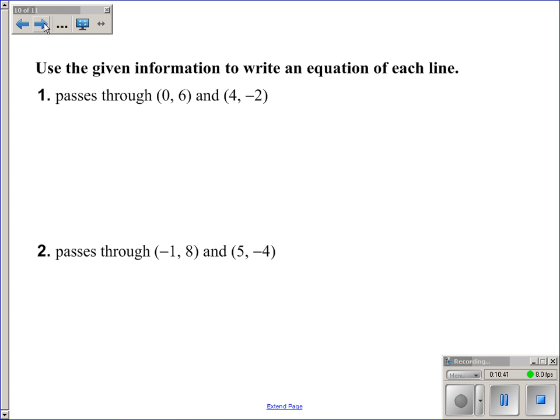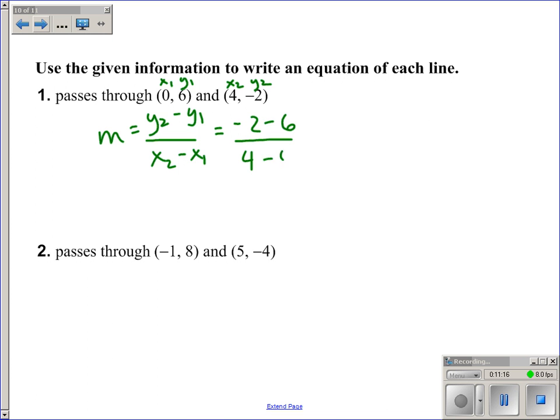All right, use the given information to write an equation of each line. Okay, so we have 2 points, and so I will use those 2 points to first find the slope, and then use that slope and one of the points to write an equation in point slope form. So the first step is to find the slope. m is equal to y2 minus y1 over x2 minus x1. And so this is x1, y1, x2, y2. And it's negative 2 minus 6 divided by 4 minus 0. And negative 2 minus 6 is negative 8. 4 minus 0 is 4. And so I get a slope of negative 2. Okay, this is my slope.